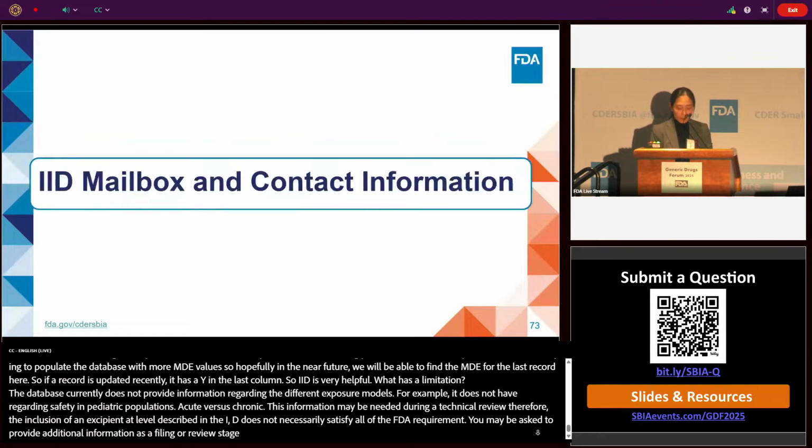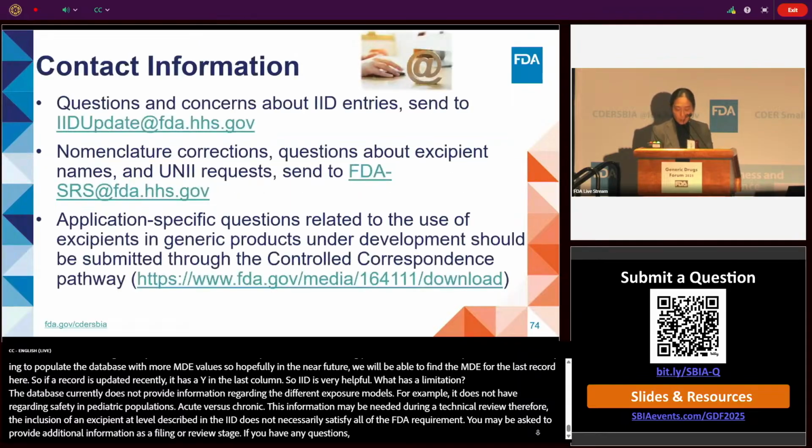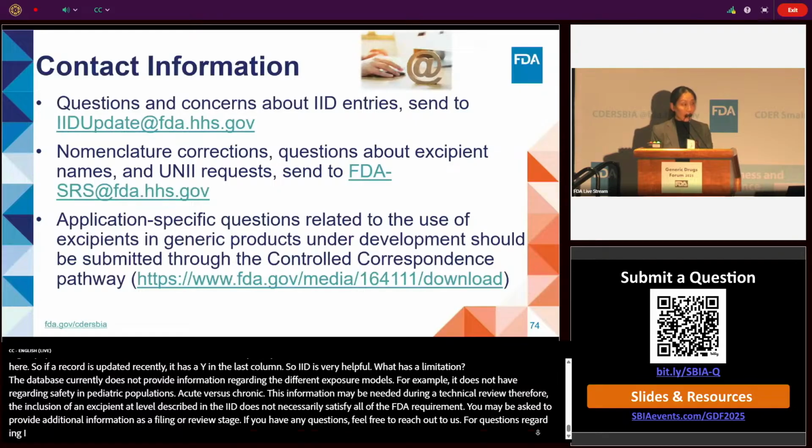If you have any questions, please feel free to reach out to us. For questions regarding IID entries, please email IID update. For questions regarding corrections, excipient names, or UNII, please email FDA SRS. For application or drug-specific questions regarding the use of excipients in generic drug products, you may submit controlled correspondence.